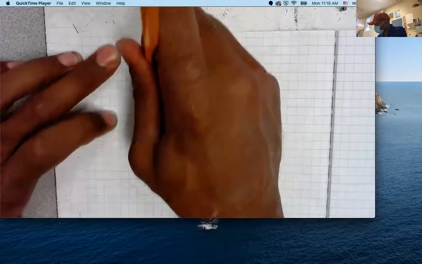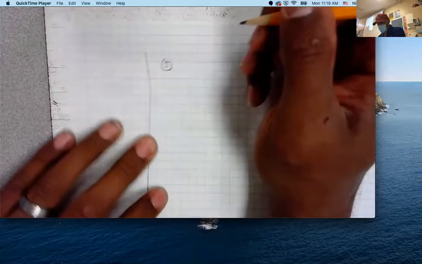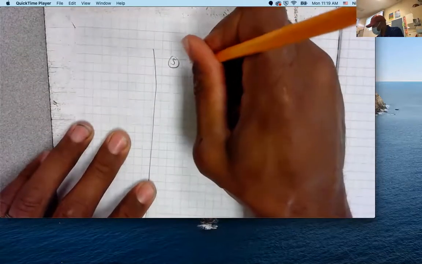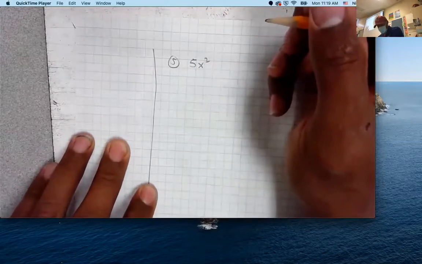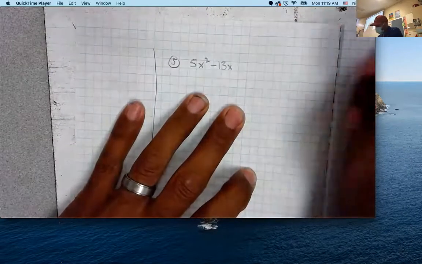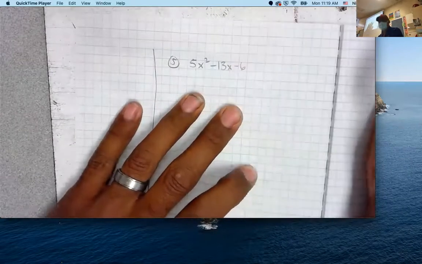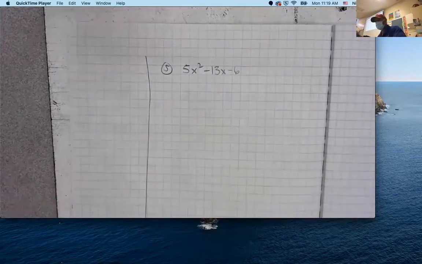So here at the top, we're going to label this. First, I'm going to have my Cornell note column over here. Label this number 5. And the problem we're going to look at is 5x squared, and let's see, minus 13, and then minus 6. Sometimes it doesn't always look nice and pretty and easy. Sometimes they're going to be a little bit bigger numbers to deal with.